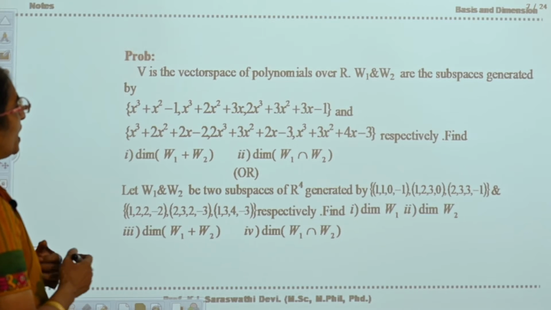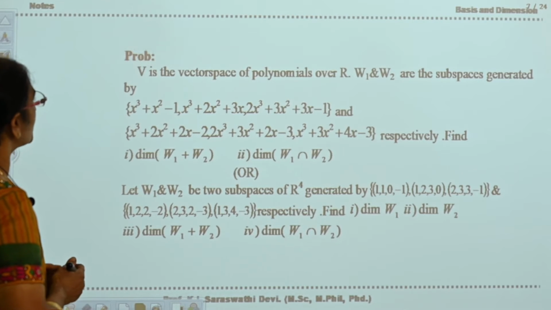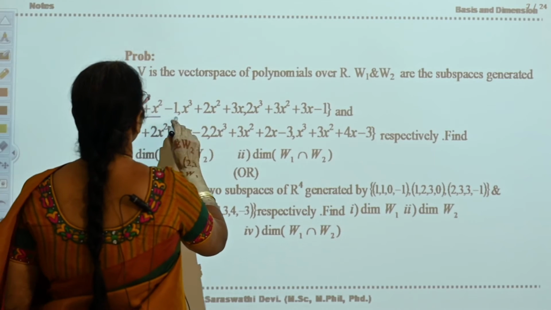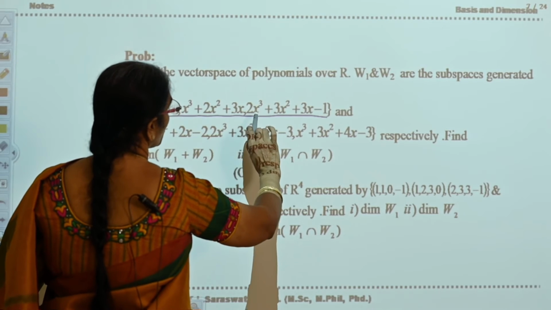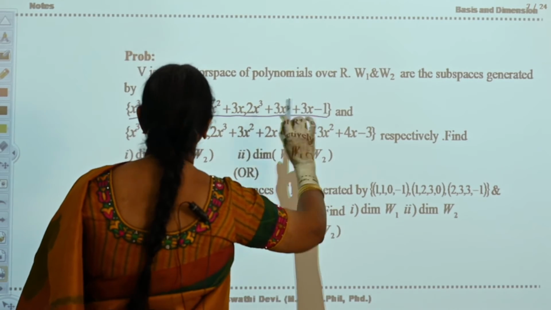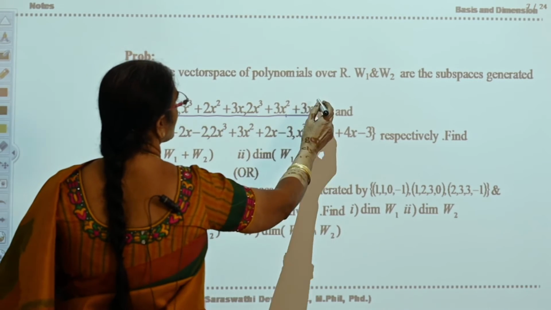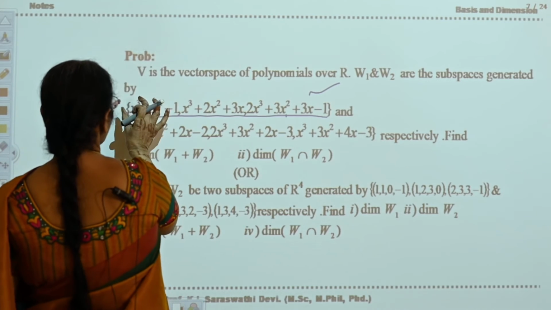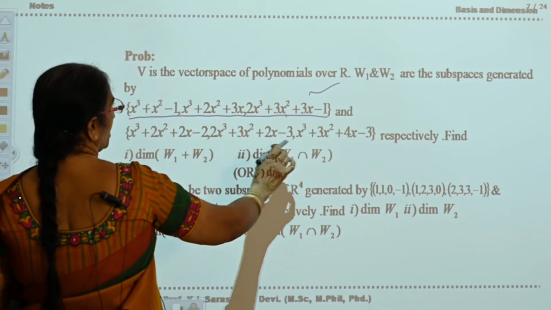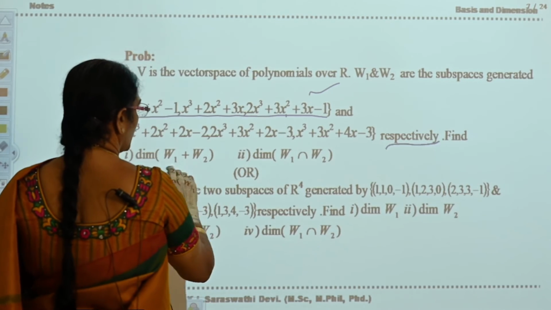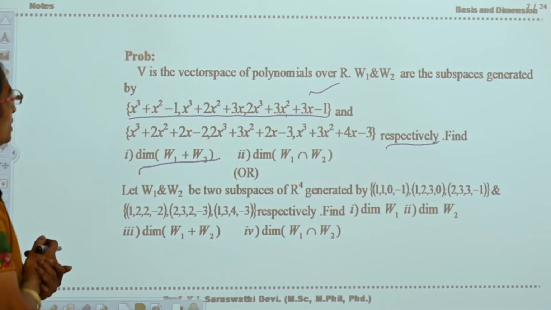V is the vector space of polynomials over R. W1 and W2 are the subspaces generated by x cube plus x square minus 1, x cube plus 2x square plus 3x, 2x cube plus 3x square plus 3x minus 1, and x cube plus 2x square plus 2x minus 2. That means W1 is generated by this set and W2 by this set. Okay, now respectively find the dimension of W1 plus W2 and the dimension of W1 intersection W2.